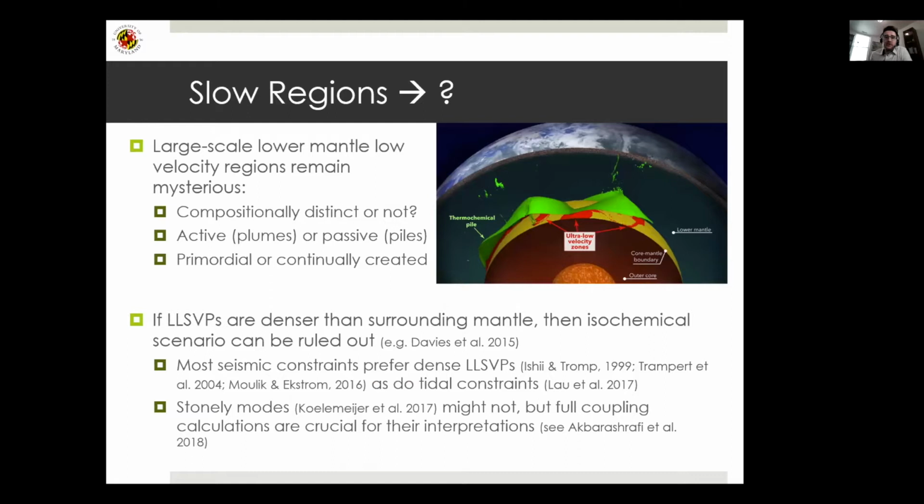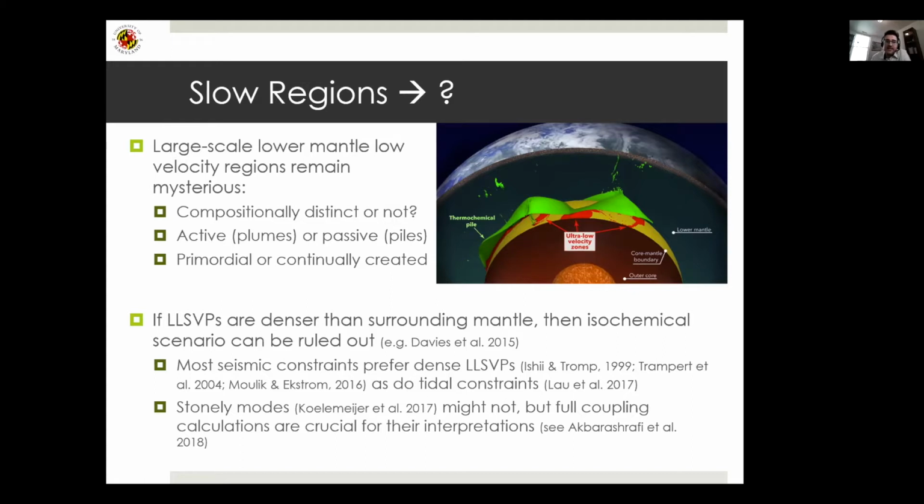But what about the slow regions? Well, the slow regions are perhaps a little bit more mysterious. We have these large-scale lower mantle low velocity regions known as large low shear velocity provinces, and there are still remaining questions about them. Are they compositionally distinct or not? Are they active, as in plumes, or are they passive, as in piles? Are they primordial, dating from the earliest times of Earth formation, or are they continually created and therefore potentially continually destroyed?